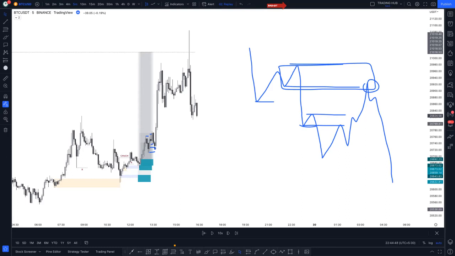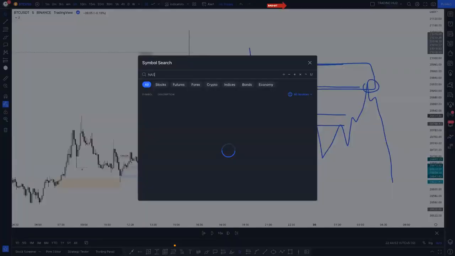Natural gas chart, please. Okay, let's open the natural gas.